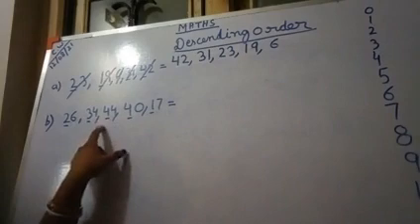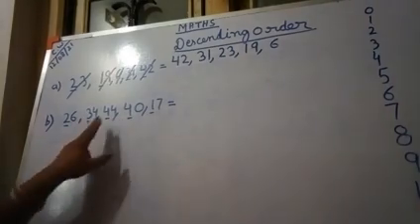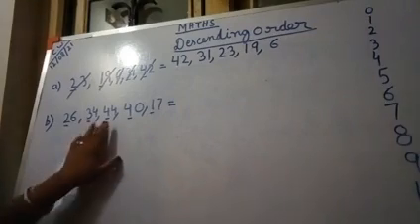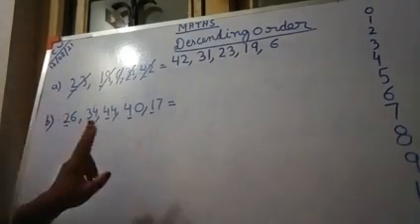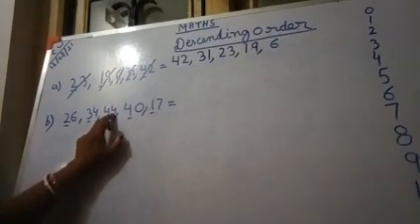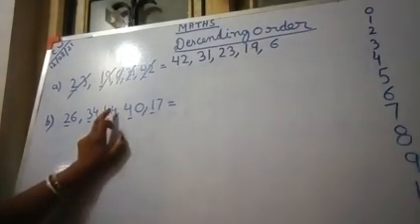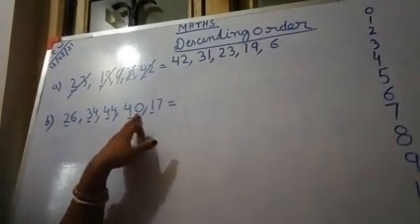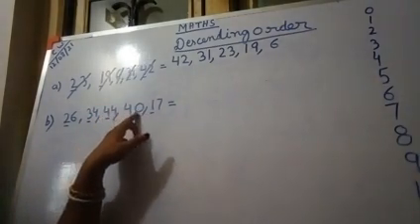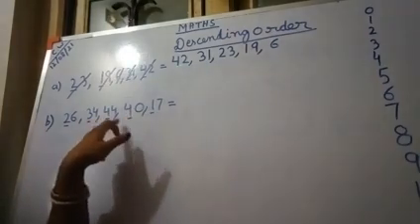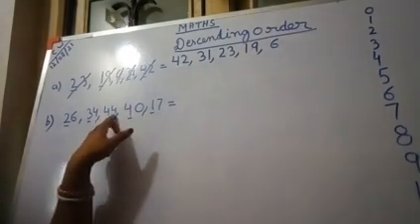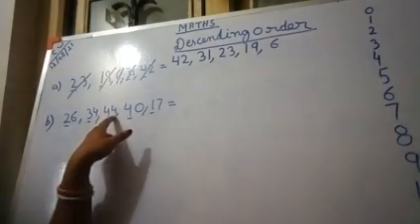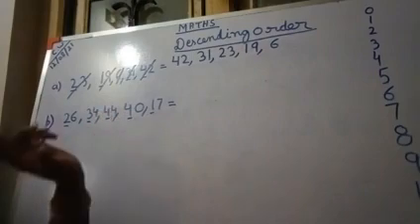But here it is a problem. Here two 4s are there. So what we will do? Tens place 4 is there twice, so we will go to ones place. Here it is 4 and here it is 0. When two numbers are same in tens place, we will go to ones place. It is 4 and here it is 0. So automatically 4 is bigger and 0 is smaller.